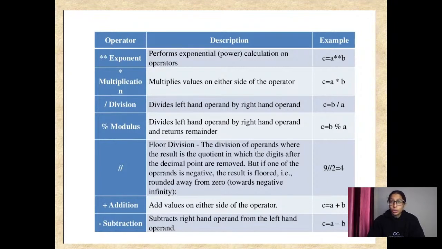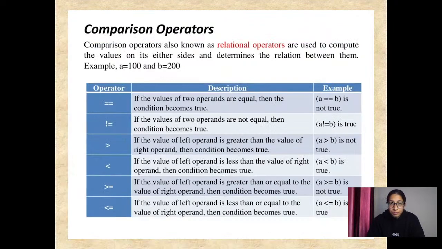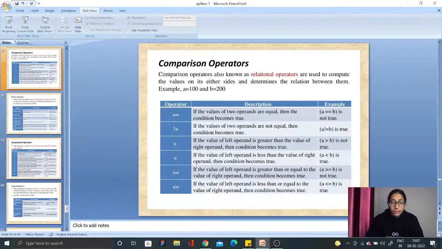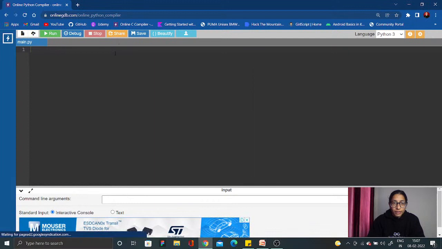Addition and subtraction: you know how to add the values and how to subtract them. Addition adds the operands on either side of the operator, and subtraction subtracts the right-hand operand from the left-hand operand. Now let us take one example of the arithmetic operators.